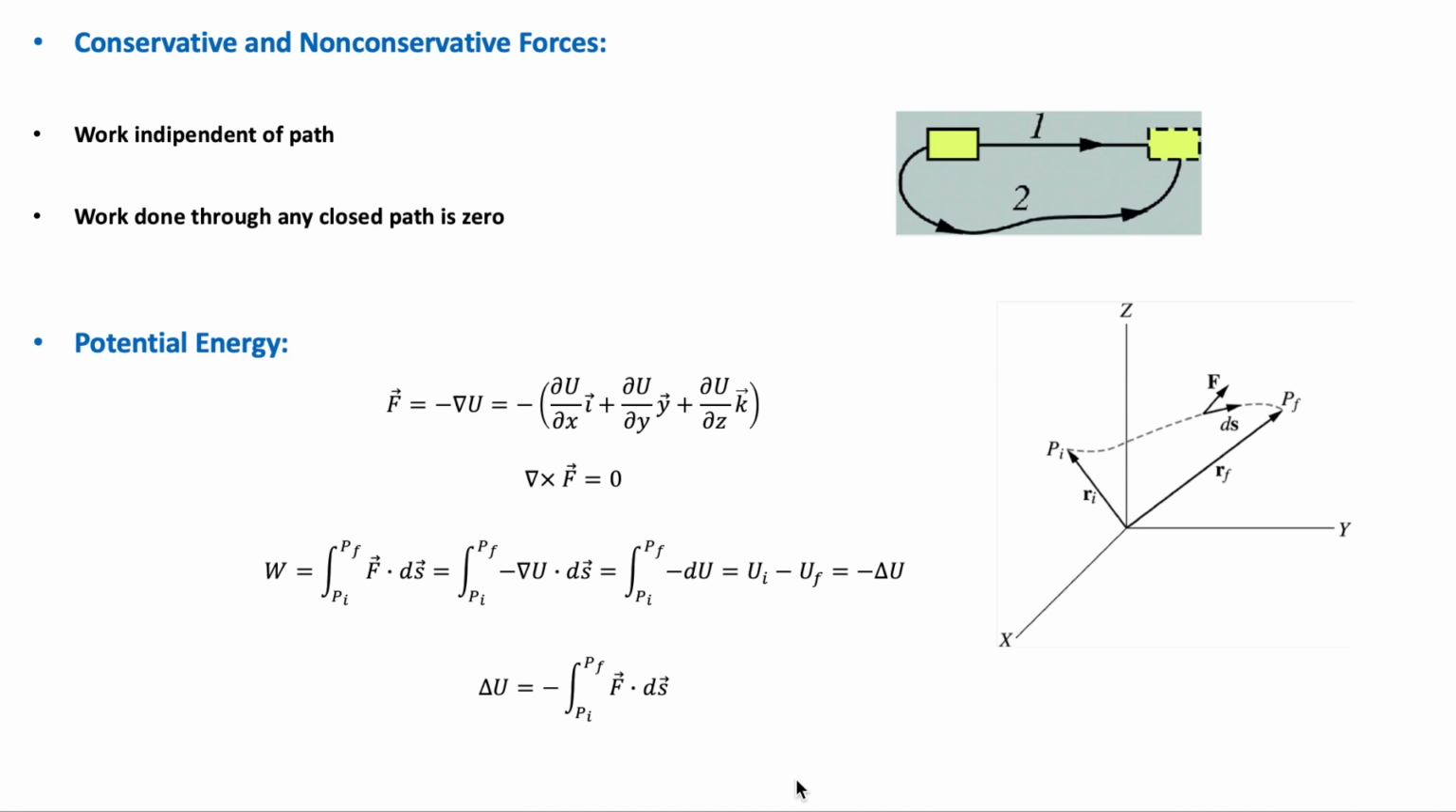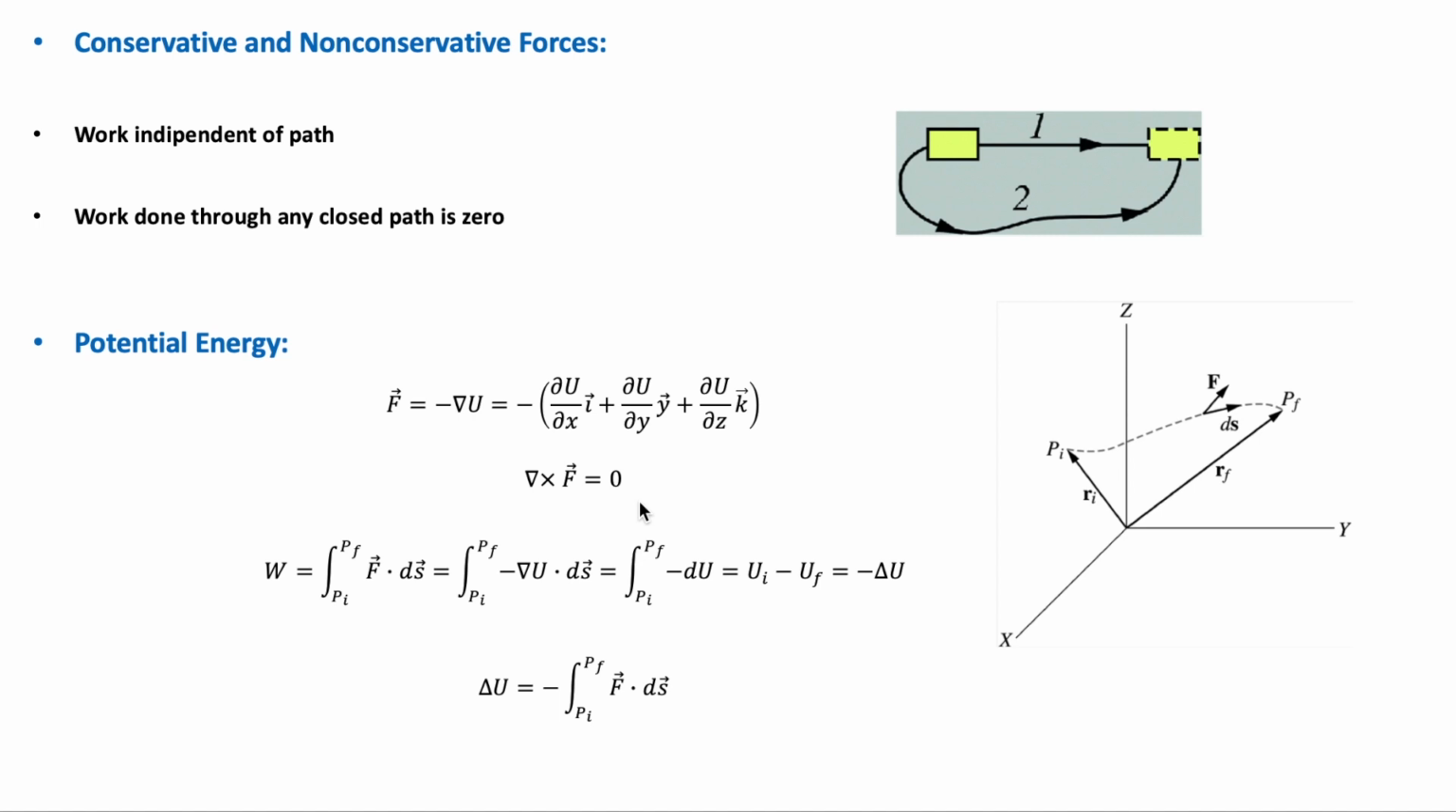So for a conservative force field, F, that is a function of x, y, and z, there always exists a scalar field U, or potential energy, that is related to F through this equation, okay? So F is equal to minus gradient of the potential energy. And also because the line integral of F is independent of the path joining the initial and final points, it follows that the curl of F is equal to 0, okay?